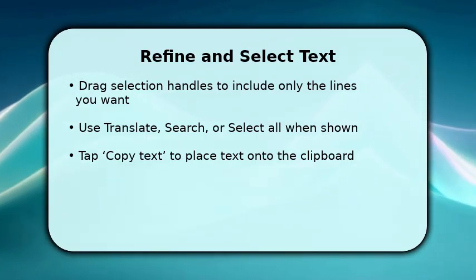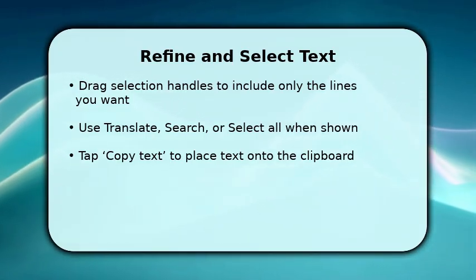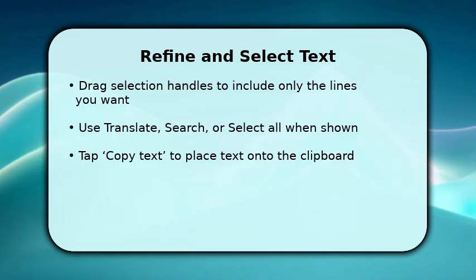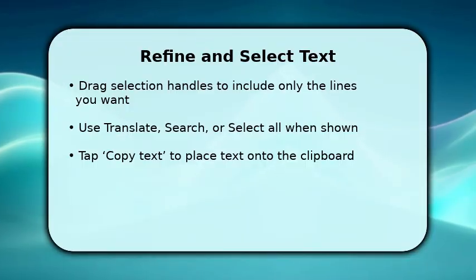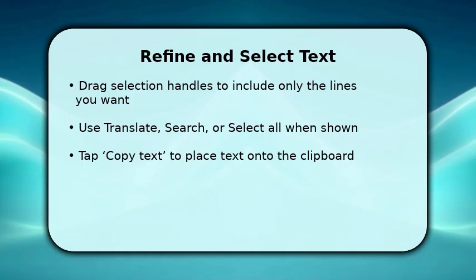Once highlighted, Lens shows actions like copy, translate, or search. Choose copy. If you need the whole page, you select all. This step ensures you capture exactly the characters you want and avoid extra clutter.